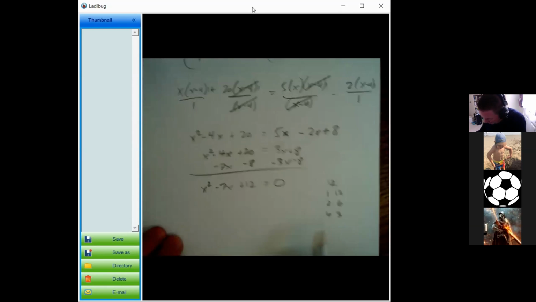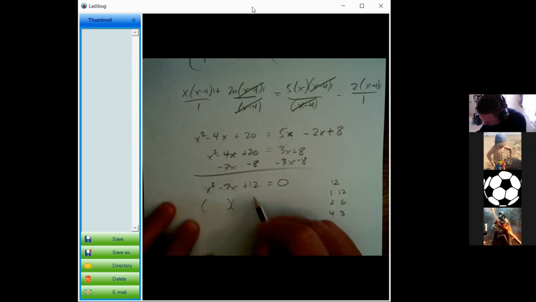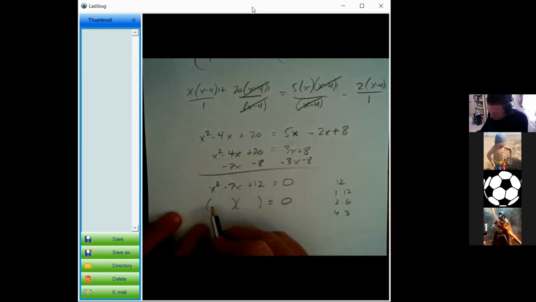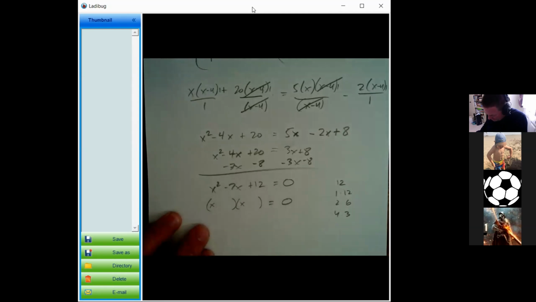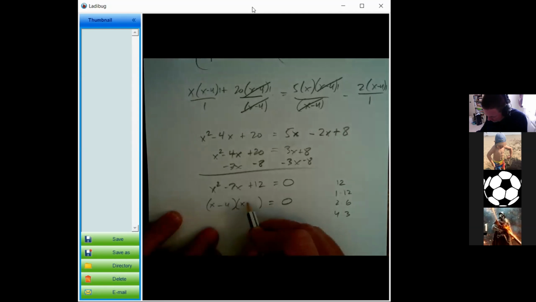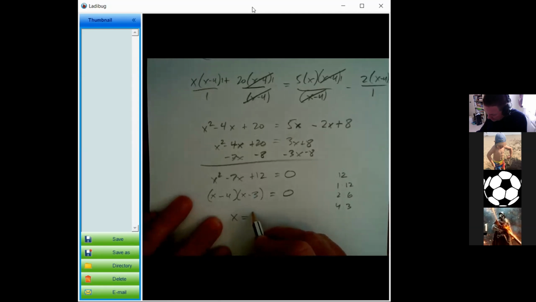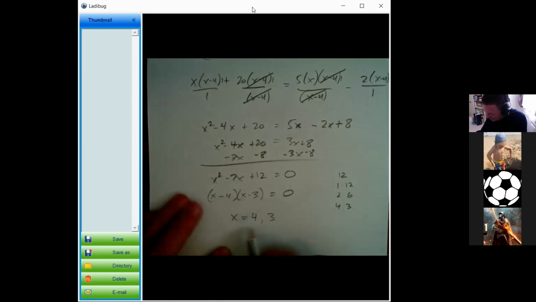So how can we factor this? You can have x minus 4, x minus 3. Bingo. Nice job. So x equals what sets this to 0, right? The values that make this true. 4 and 3. Positive 4 and positive 3. That's right. So we got 2 answers.